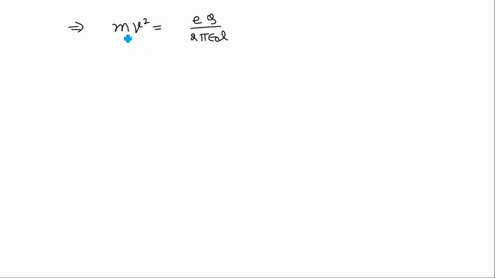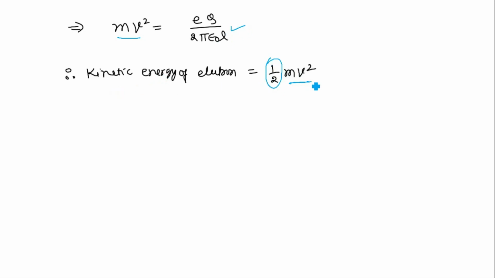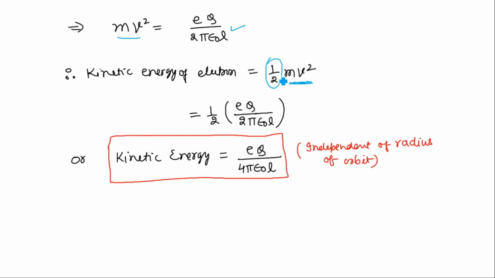So this will give us mv square upon r equal to eQ upon 2 pi epsilon naught L, and we know that the formula of kinetic energy is half mv square. We have already found mv square. We multiply it just with the factor half and we will get the kinetic energy of the electron in the orbit equal to eQ upon 4 pi epsilon naught L. Obviously this kinetic energy does not depend upon the radius of the orbit. The only condition that it requires is that the electron must be positioned between the two cylindrical shells.